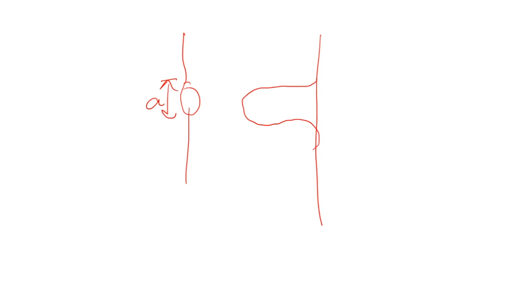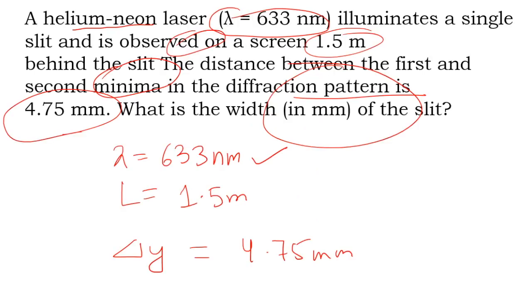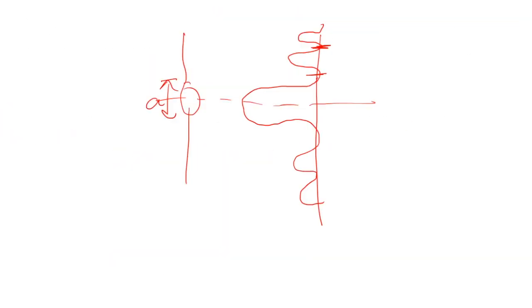Center we have our maxima. It's saying that the first minima and the second minima, the distance is basically 4.75 millimeters. So we know the minima occur at positions y_p equal to p lambda L by a.